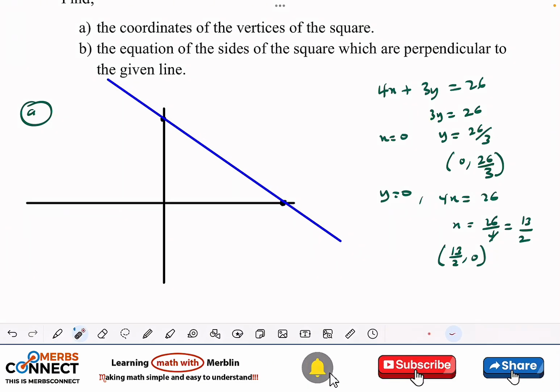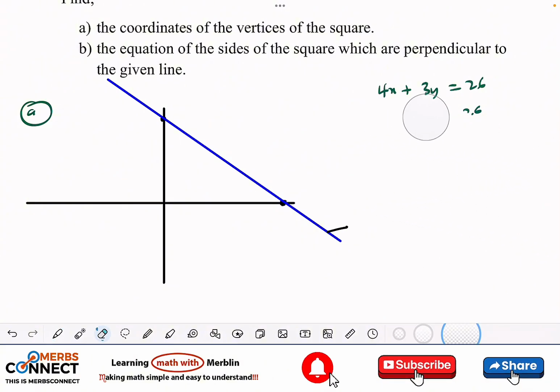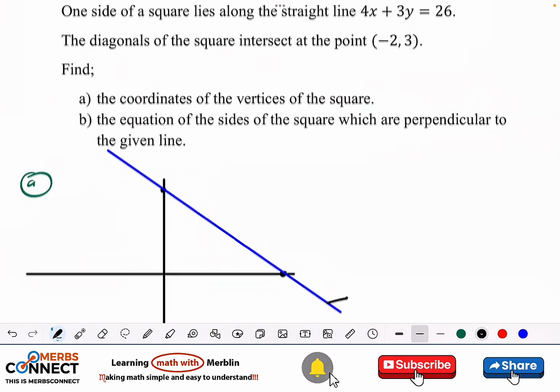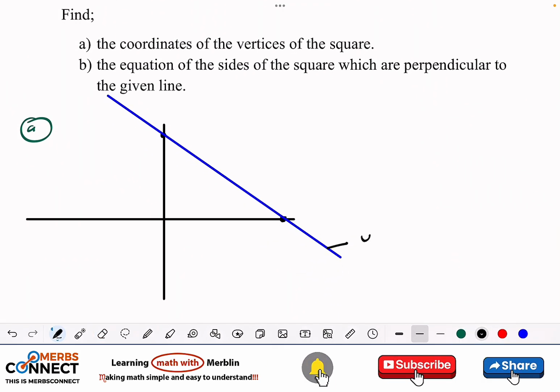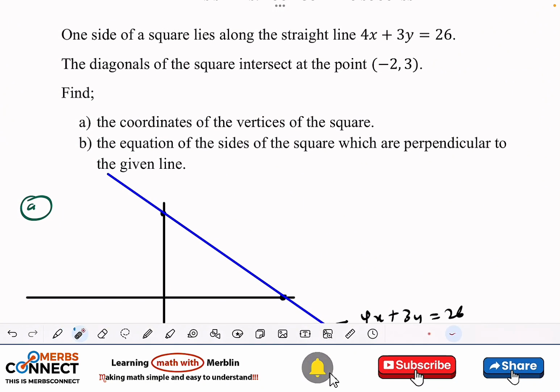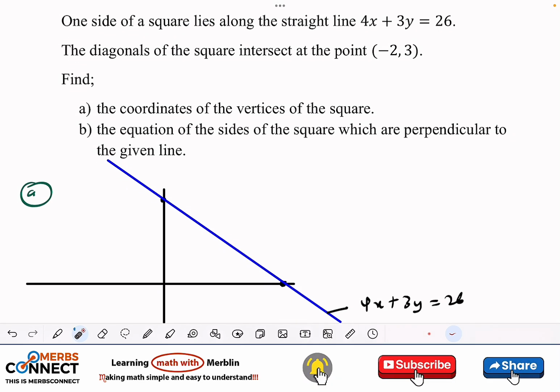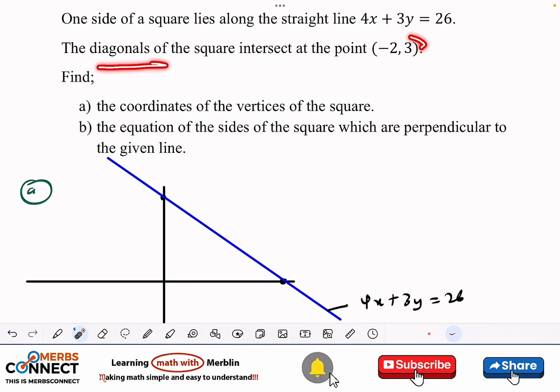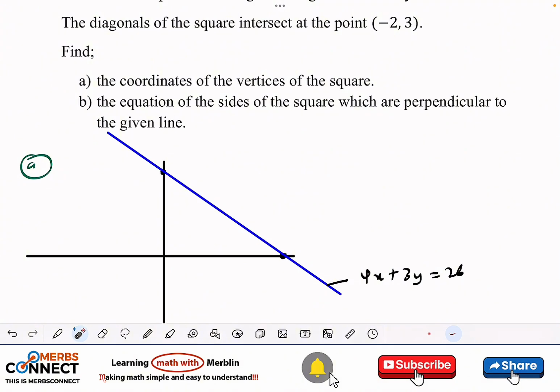So let me clean the solution here. This line here is the equation that was given to us: 4x plus 3y is equal to 26. So we've gotten one side of the square, right? But they are saying that the diagonals meet at -2 and 3. So -2 for x will be somewhere here, and 3 for y will be somewhere here. So it means that this point is going to be in here.